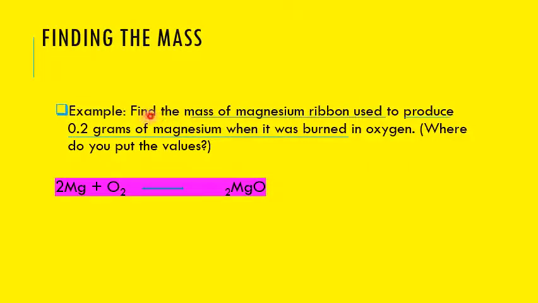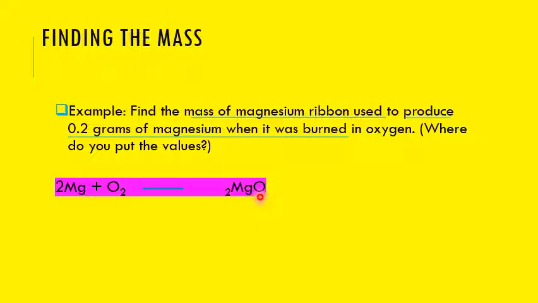So let's look at it. Here they want us to find the mass of magnesium ribbon used to produce 0.2 grams of magnesium oxide when it was burnt in oxygen. So what was given to me is the 0.2 grams. Producing 0.2 grams tells me that this substance is a product. So this 0.2 has to go at the product side.